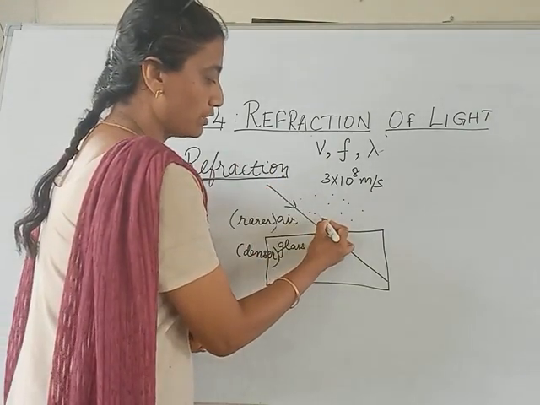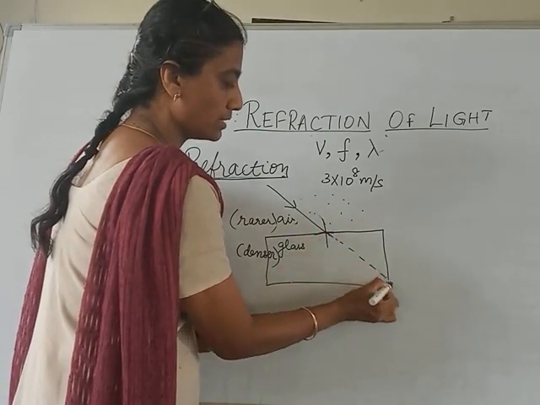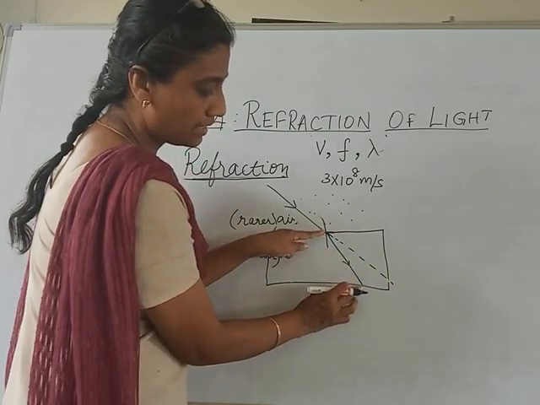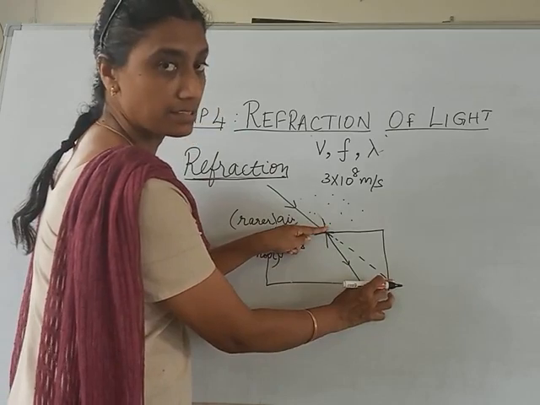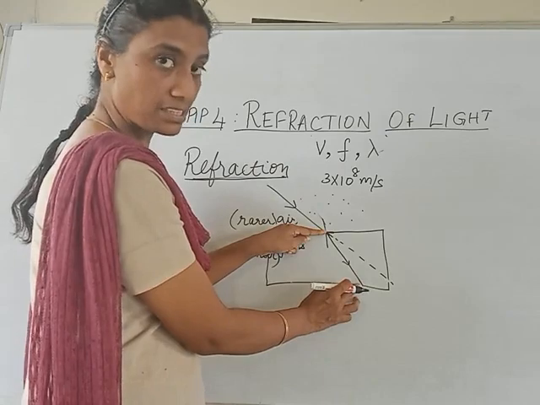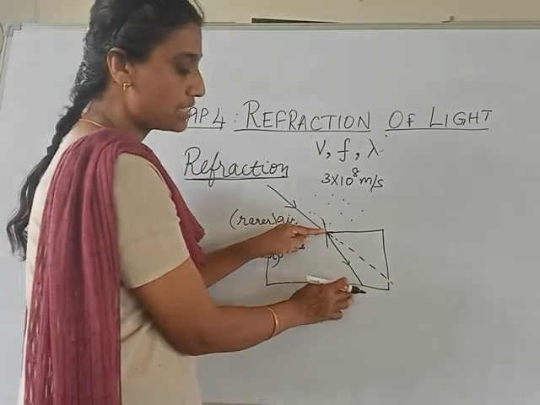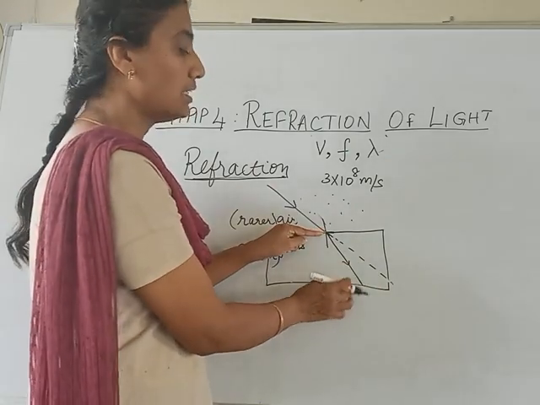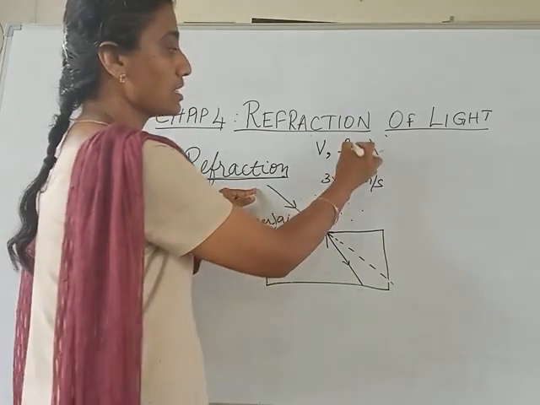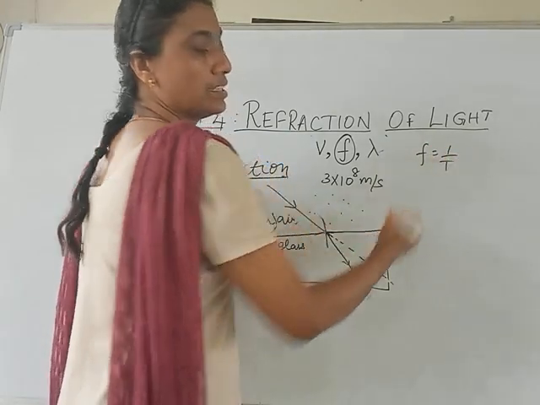If I draw a normal here, this was the original path. It should have gone like this, but it will bend like this and go like this. If you see the length, this is shorter than this. So definitely it can finish this path faster than when it took the original path. That's the reason why it bends and takes the shorter path, so that it can finish in the same time as it took here, because frequency should be the same. You know, frequency and time period are related like this.